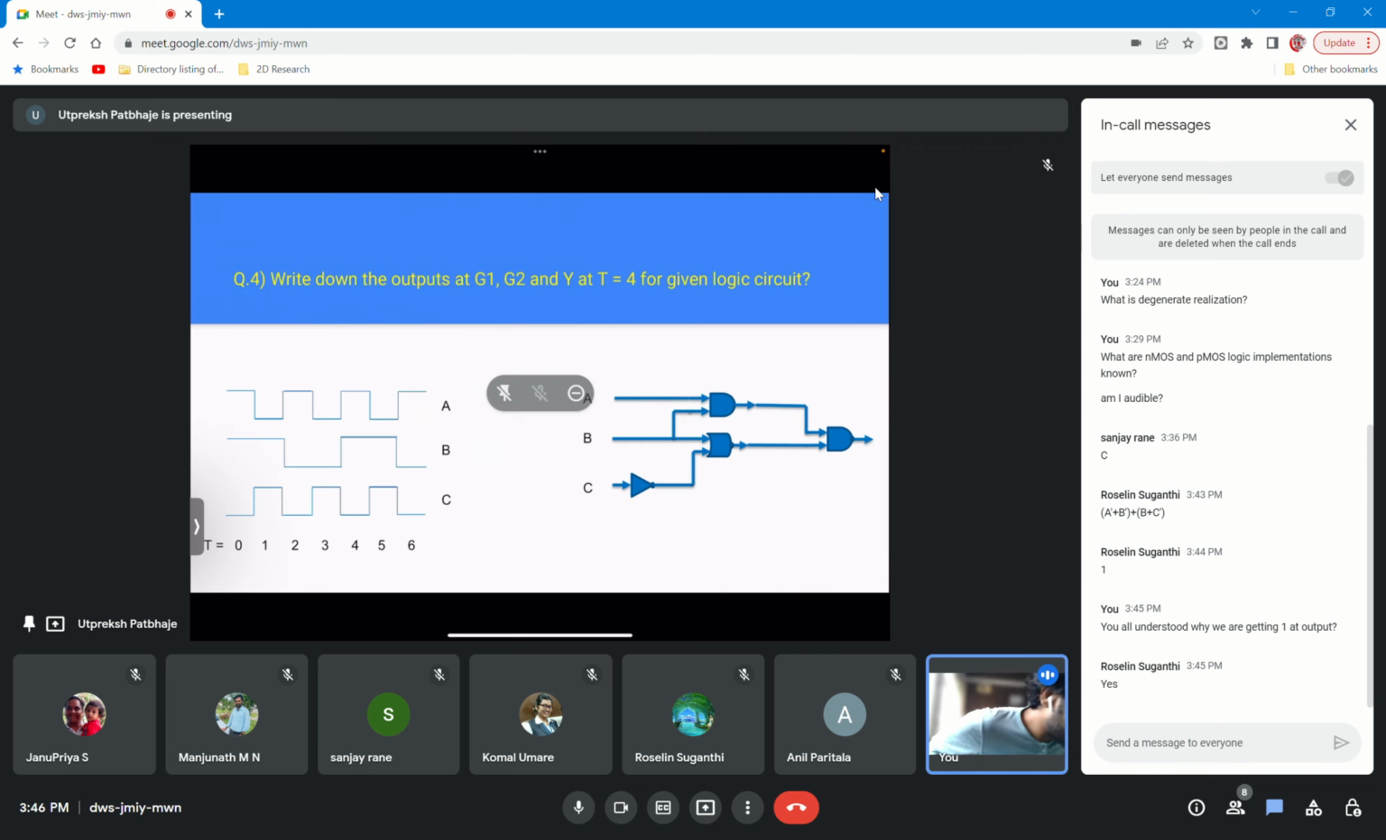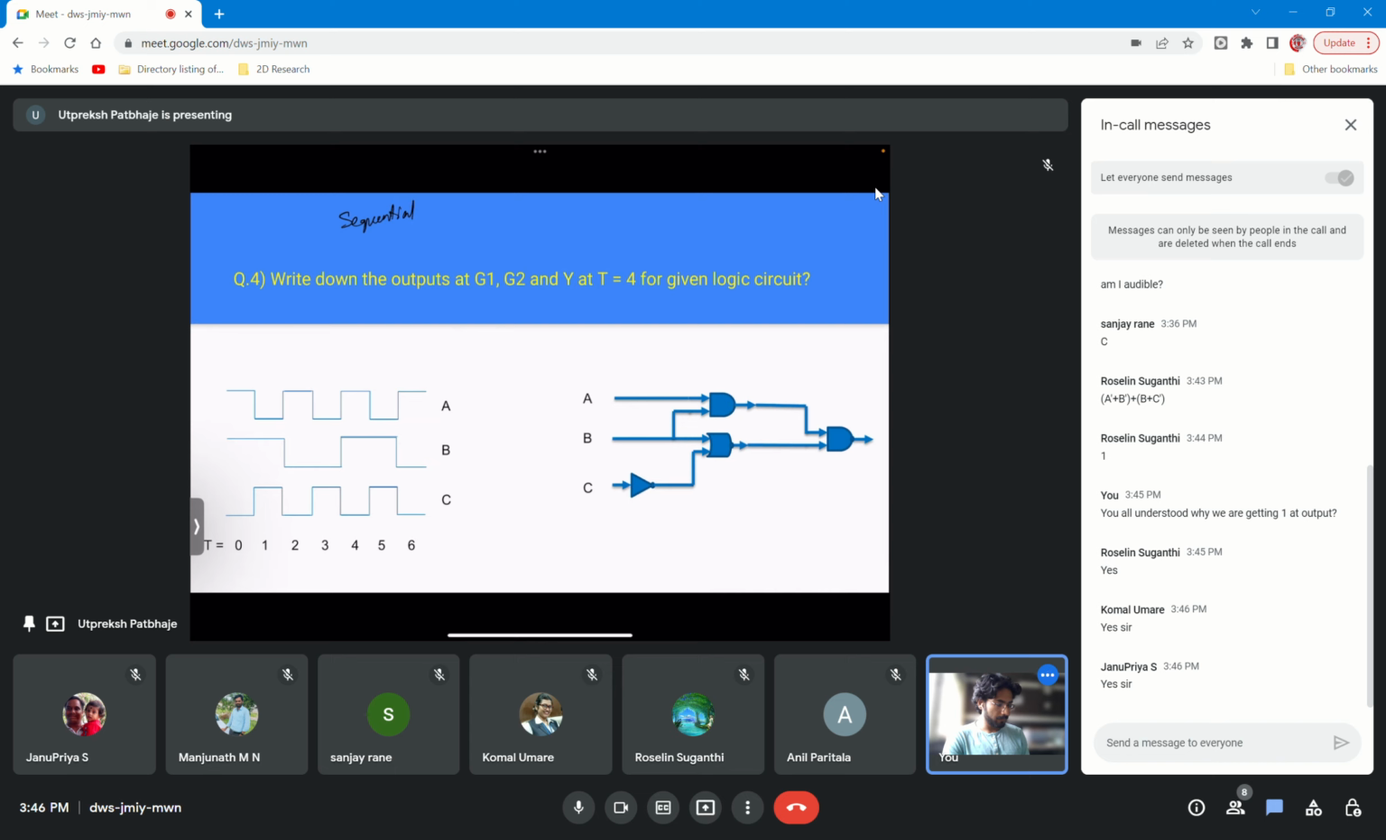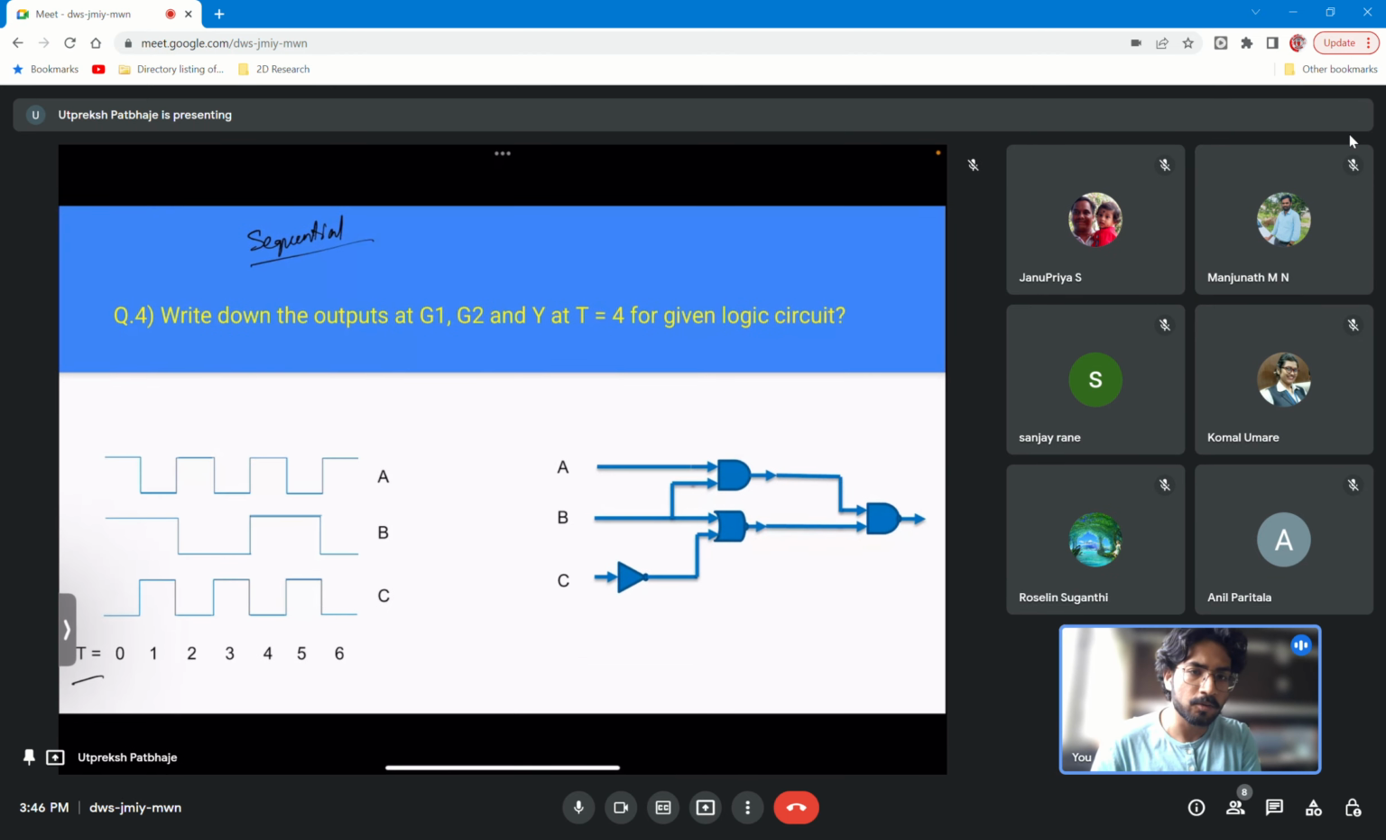Now, since I have discussed sequential circuits multiple times, I took the liberty to introduce the time component in this question. So this is not exactly a sequential circuit. A sequential circuit will have some more components, which I hope you are already covering, and which I will include in my next session. This is just a simple circuit, and you have to type down the outputs at G1, G2.